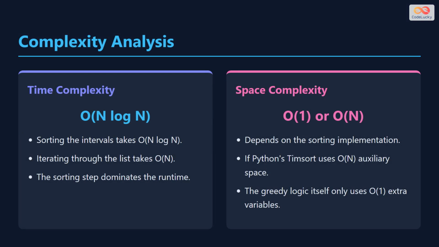The time complexity is O(n log n), primarily due to the sorting step. The single pass through the list is just O(n). The space complexity is O(1) or O(n), depending on how the sorting algorithm is implemented in your specific language. That covers the non-overlapping intervals problem.